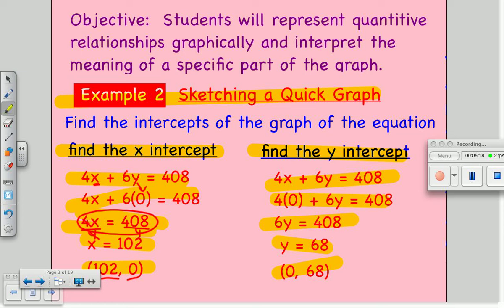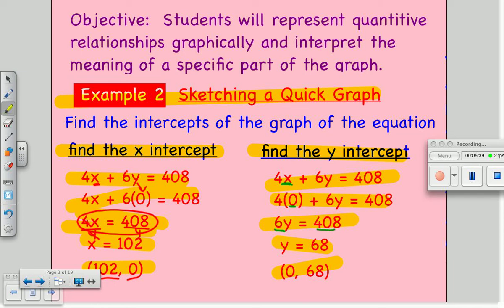And now the y-intercept. On the y-intercept, we're going to make x, I'm sorry, 0, and we're going to solve for y. So we're going to make x 0. 4 times 0 is 0. 0 plus 6y is 6y equals 408.